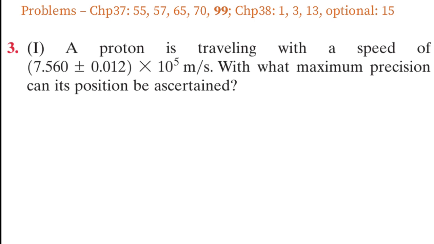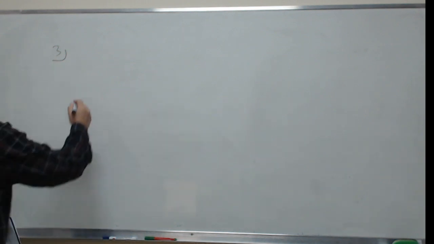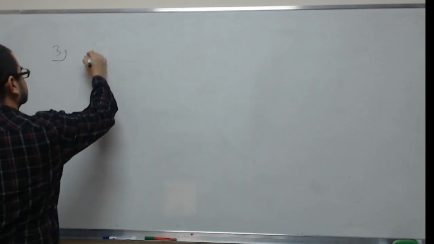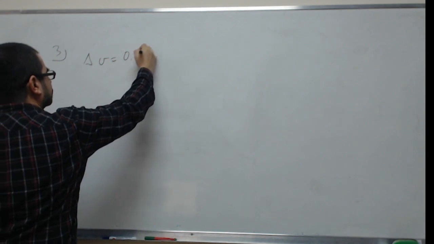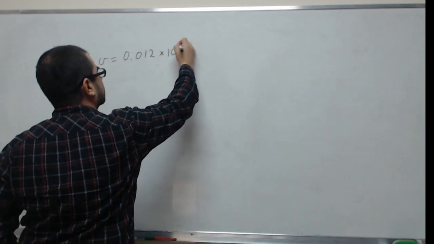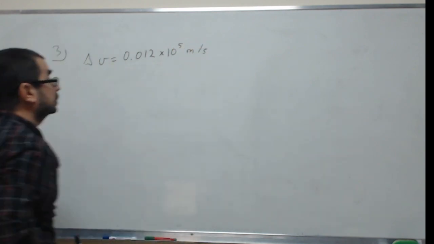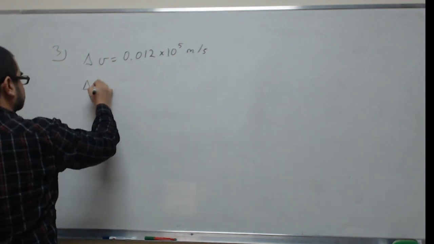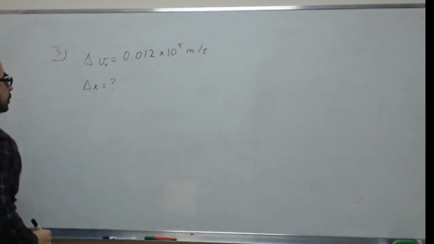So this is problem 3. We are given, let me switch over here. So we are given the speed. The speed is not important, right? They are just asking about the uncertainty. So delta v is 0.012 times 10 to the 5, or minus 5? Is it 5? Yeah, minus 5 will be way too small. Meters per second, and they're asking what is delta x. Right, so let's call this the x component of velocity.